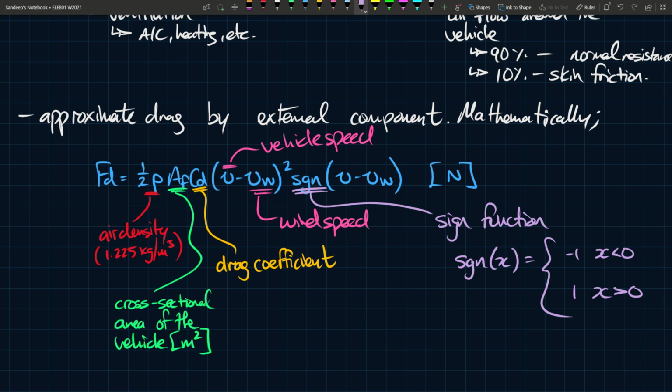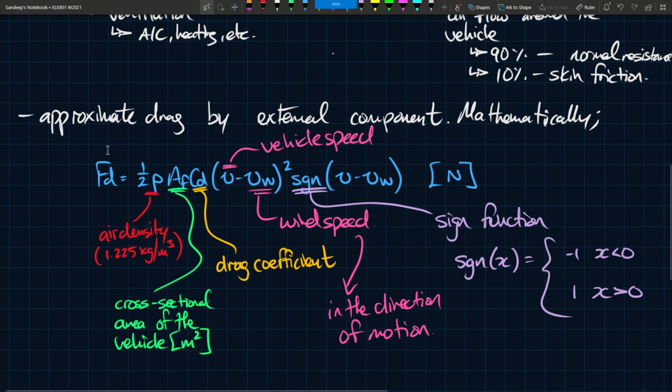So as you expect, the aerodynamic drag is dependent on the air density, the cross-sectional area, and the drag coefficient, which is a property. There are ways to tabulate and measure that. It's dependent on the wind speed, and it's dependent on the vehicle speed. Seems fairly reasonable and fairly logical. But one thing we should mention is that this is not just any wind speed, it's the wind speed in the direction of motion.